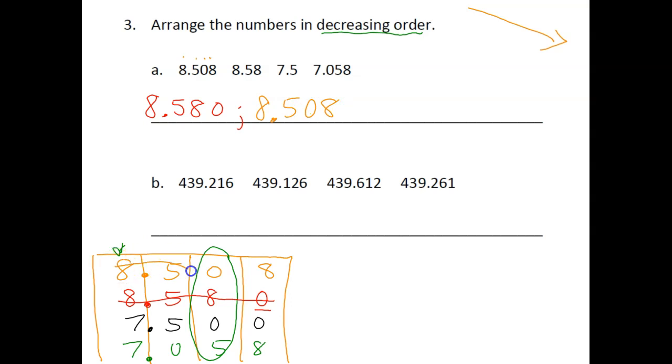Next, I have two numbers that both have 7 in the ones place. I know that I'm going to make the comparison in my tenths place here. So I'm saying which one is greater, my 5 tenths or my 0 tenths. I know it's going to be my one that has a 5 tenths. So I have 7 and 500 thousandths, which means lastly, I'm going to have 7 and 58 thousandths as my smallest number. So remember, decreasing means it's going from the greatest number down.